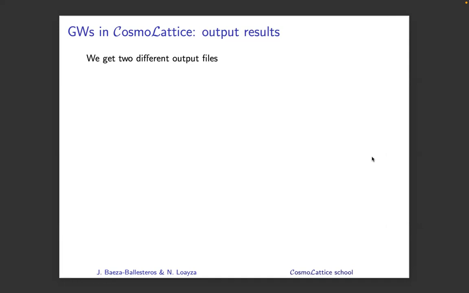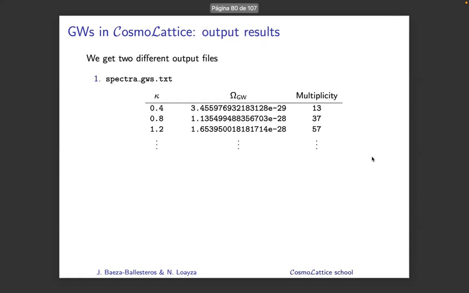So when we have our results done, the gravitational wave module produces two kinds of files. The spectra GWs file, which, in a similar manner as the power spectrum of scalar fields or the matter fields, will have 3 columns.